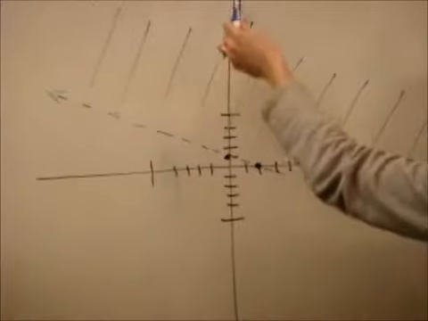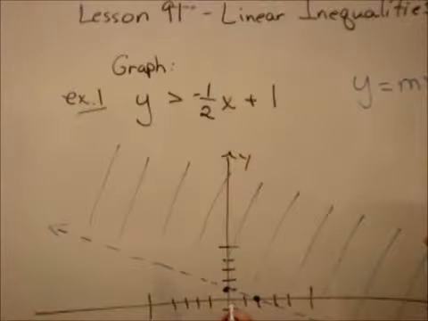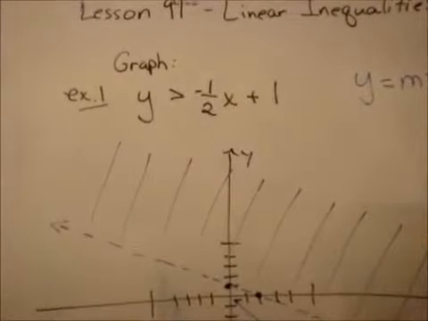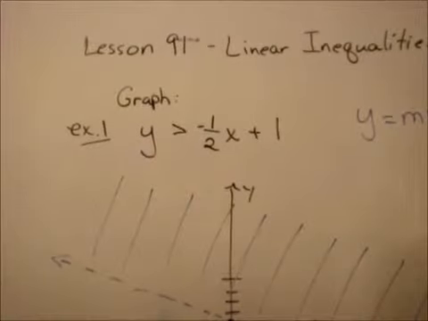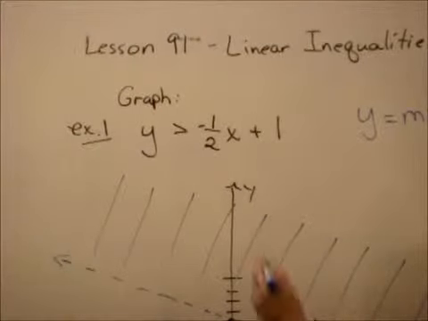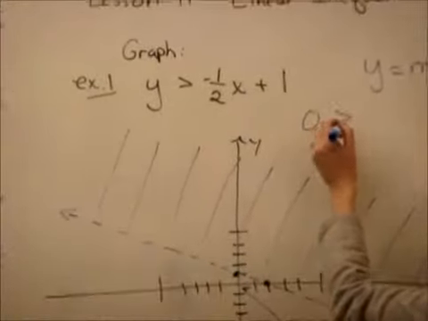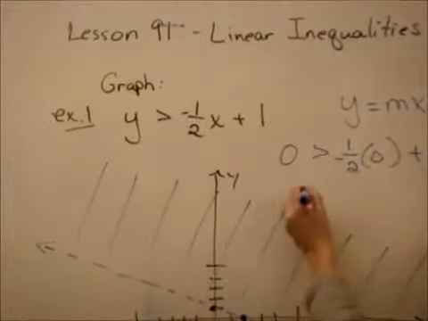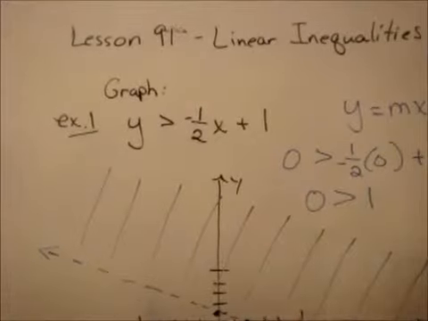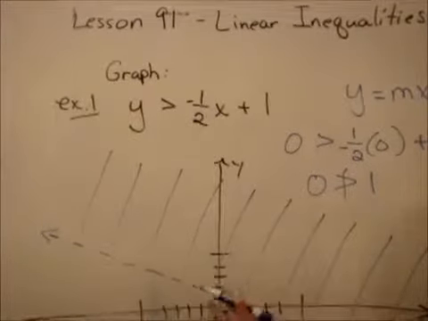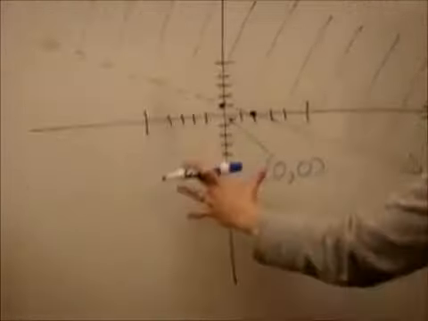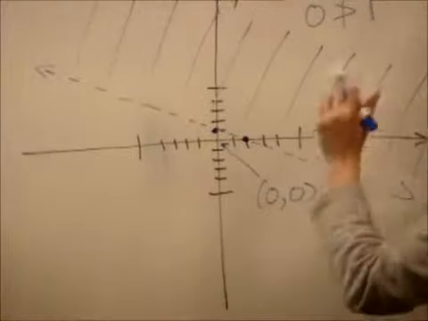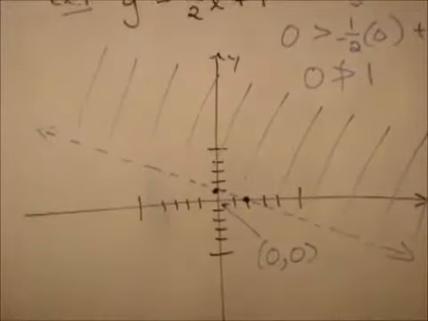You can also check points. An easy point to pick is 0, 0. And I can see if this makes it true. If it makes it true, then you color in where that point is. If it doesn't make it true, you color in the other side. So I'm going to put 0, and 0 is greater than negative 1/2 times 0 plus 1. 0 is greater than 1. And that's not true. That's why that side's not colored in. These points do not make it true, but these points make it true. Let's look at the next one.